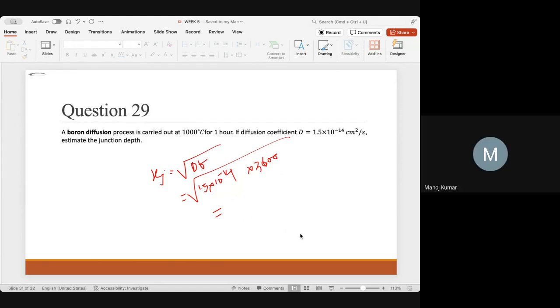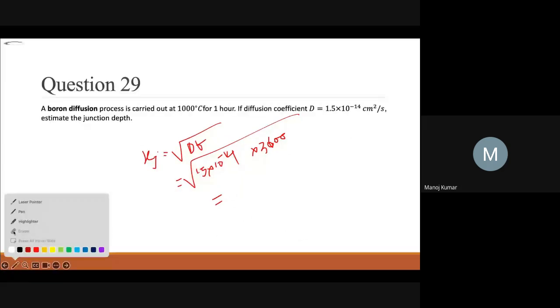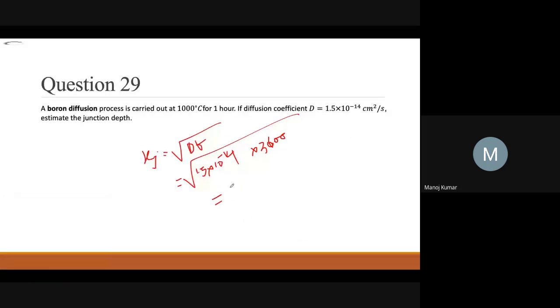Oh, okay, ma'am. I had not considered 1 hour. Yes, ma'am. That means 7.3 into 10 power minus 6 centimeter. Yes, just 7.3 into 10 to the power minus 6 centimeter. So if you convert it to micrometer, it is 0.073 micrometer.